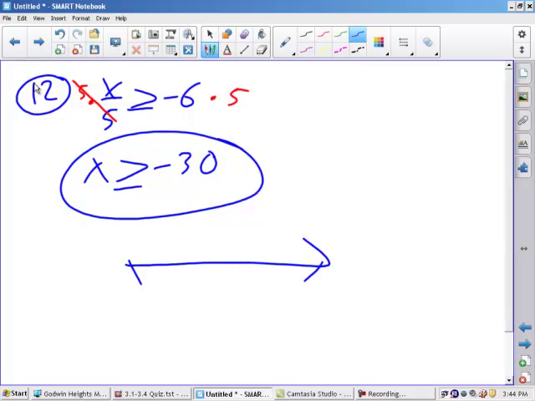I then graph it. Just put -30 down first. Then you have -29 and -31, because it gets bigger the farther left you go. I then have a filled in circle, and I go to the right because it's greater than.